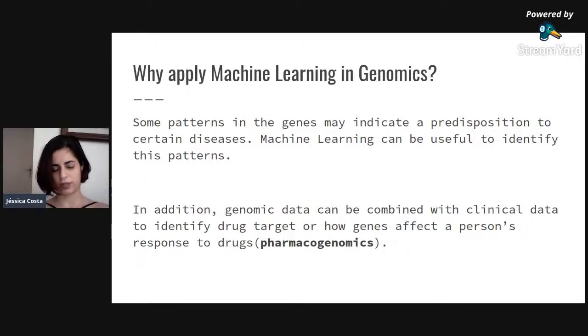It's related to pharmacology, drugs, etc. So we need disease, we need treatments, we need to identify drug targets and how these drug targets affect a person too. In genomics, we can combine many data. We combine genomic data with clinical data, historical data, so we can make many analyses.